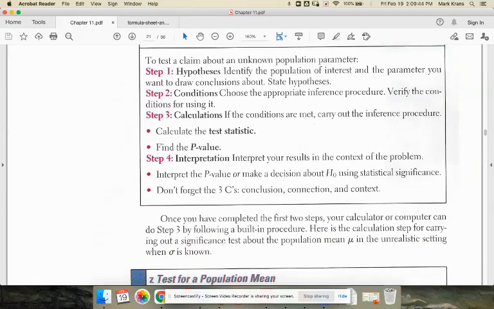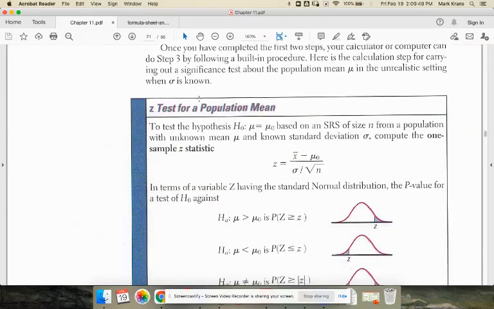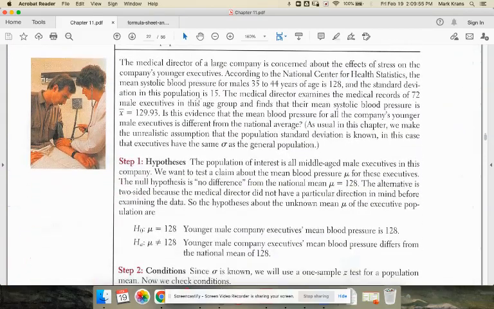Okay. And this is all sort of broken down in phantoms. You could remember these four steps if you want. Okay. And you can see they talk about a 1 versus 2 tail test, but here's one where they work through it. Okay. Medical director examines medical records looking at the blood pressure. Okay. The mean is 128, standard deviation is 15, and he's wondering, are my employees stressed out? Is this evidence that the mean blood pressure for all companies' younger male executives is different than the national average, right? National average is 128. I took a sample of 72 executives and they had a 129.93. Do they have high blood pressure?